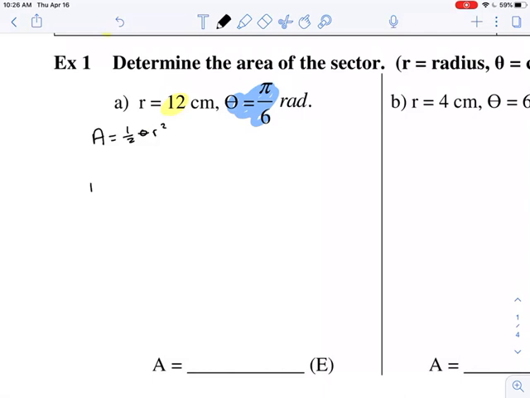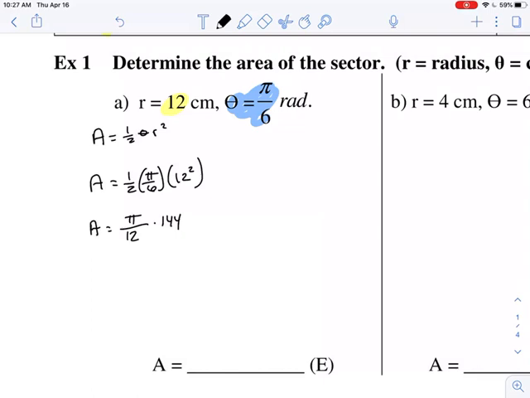Now we're just plugging in. Area equals theta, so half times pi over 6 times 12 squared. And now we're just going to start simplifying. So first thing I'm going to do is multiply this half by the pi over 6. So 1 times pi is going to give me pi, and then 6 times 2 will give me 12, so I end up with pi over 12 times 12 squared is 144. Make sure we square that exponent first before we start plugging in, just order of operations wise.